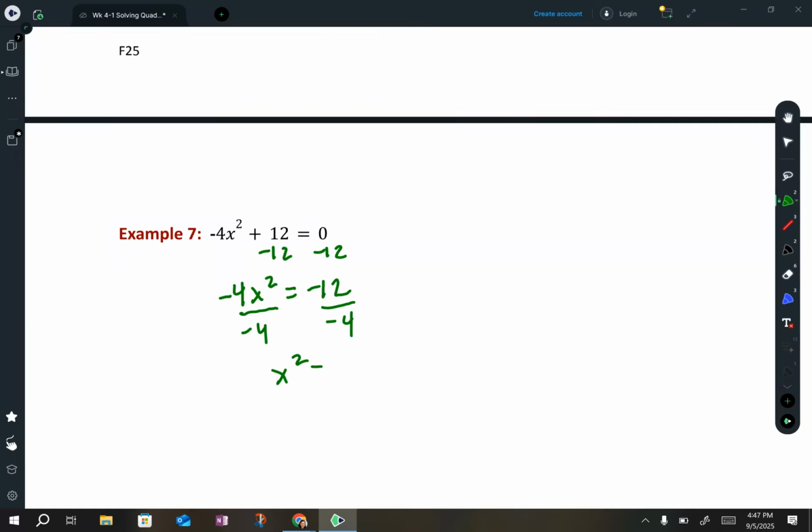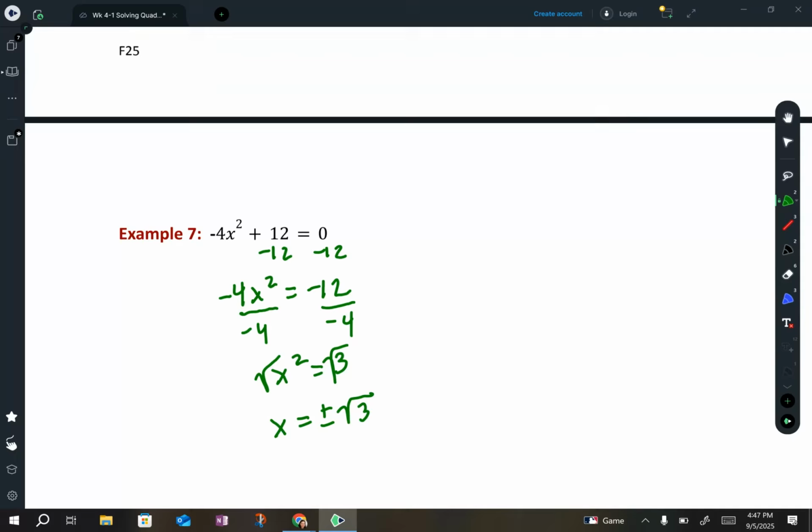X squared equals 3. Take the square root of both sides, and x equals plus or minus, well, there is no whole number that is the square root of 3. So I'm just going to leave it as the square root of 3. That's an okay number. You can just write square root of 3.